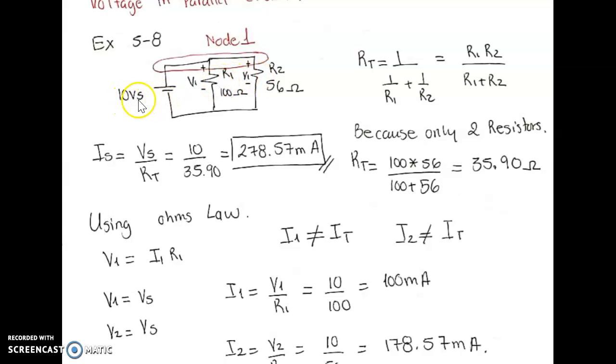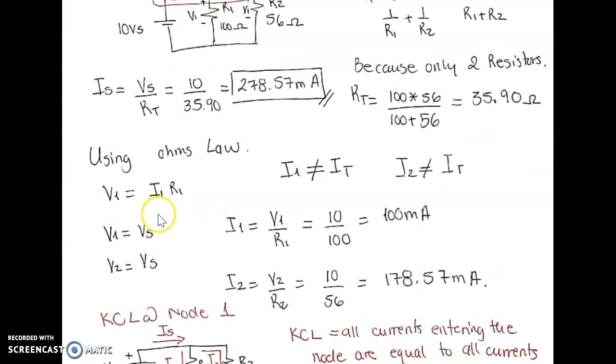We have our voltage source, and then we are going to find the R total. We can use the formula because we only have two resistors, so we get that it's 3590. We can find our I source using Ohm's law, which is voltage source divided by R total. We get 278.57 milliamps.